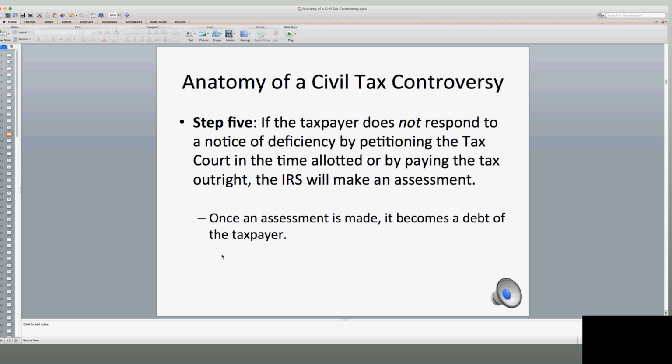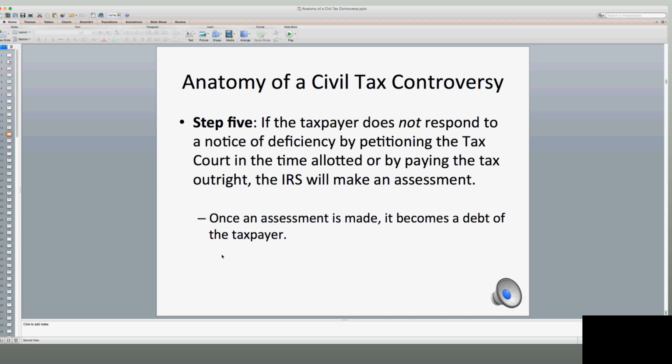Step 5, if the taxpayer doesn't respond to a notice of deficiency by petitioning the tax court in the time allotted or by paying the tax outright, the IRS will make an assessment. An assessment is kind of the doomsday scenario. It is the end of the line, so to speak, because once the assessment is made, it becomes a debt of the taxpayer. I can't tell you how many times people have come into my office after the assessment, and there's not much that can be done.